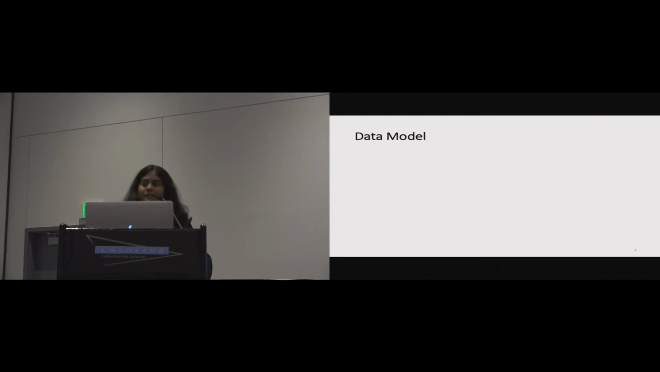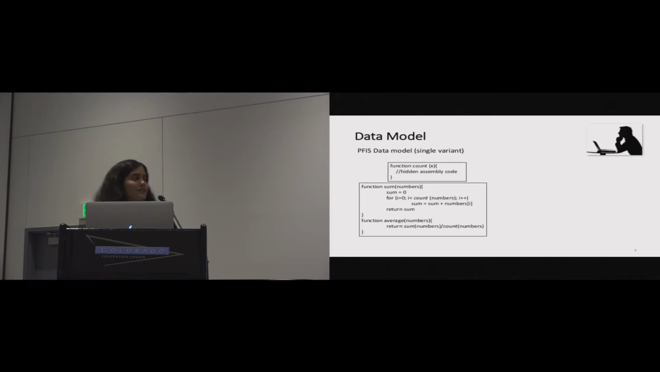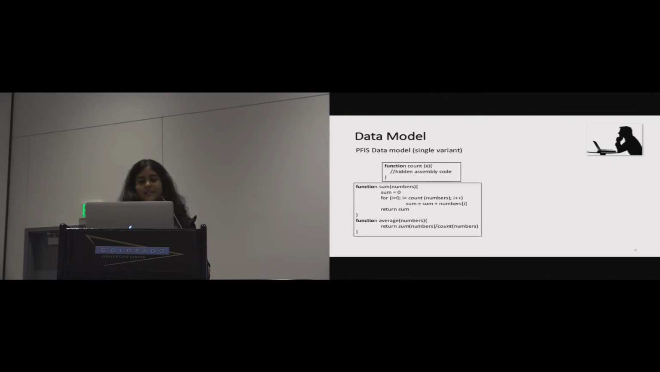The first one is the data model. Before we talk about data models for multiple variants, let's first see what PFIS did for a single program variant. Let's say here is a programmer who wrote this little program. The two boxes are two files, and then they have some methods. Remember, methods are patches. And the way PFIS represents such a program is as a graph, where the patches, in this case the methods, become the nodes of the graph. And the links between these patches are represented as the edges. So here are some method calls, and they are represented as edges between these nodes.